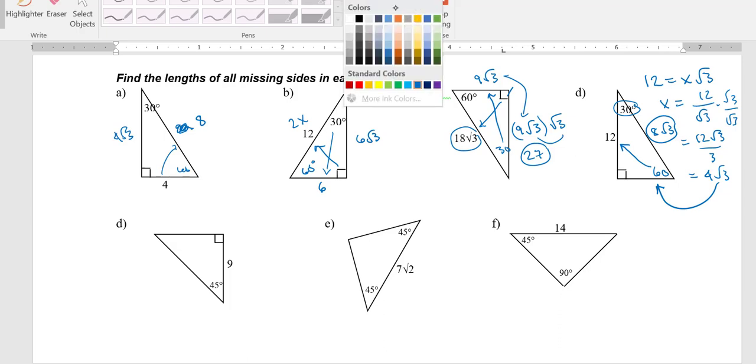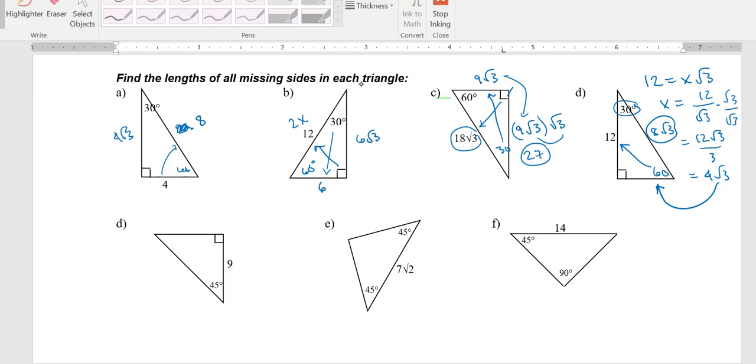Okay, so let's try some 45, 45, 90 triangle problems. So if this is 9, we know this has got to be 9. It's 45 degrees, the isosceles right triangle. And this side is going to be simply 9 root 2. In this case, it's given that this side is 7 root 2, so I know that this is just 7 and 7, since this is x times the square root of 2, and these are my x's.